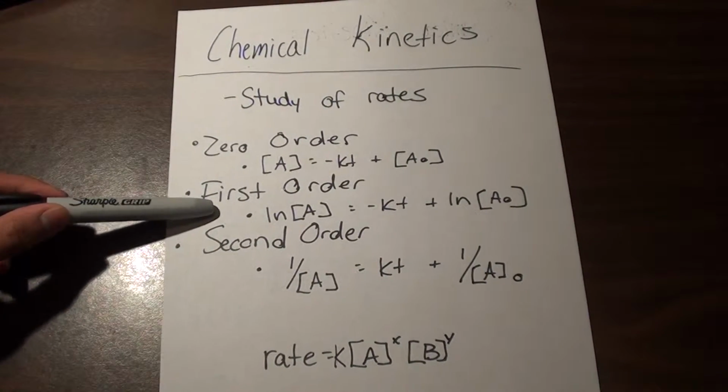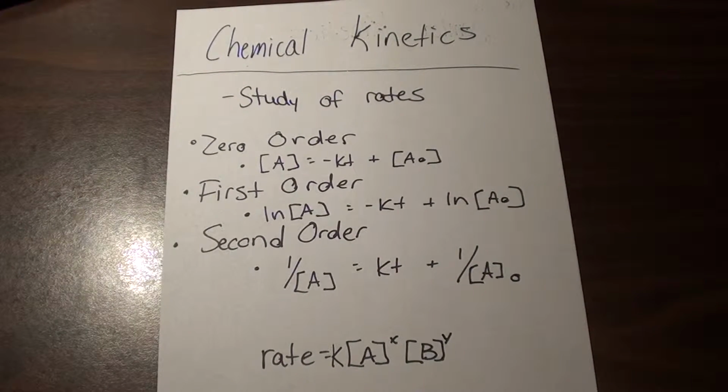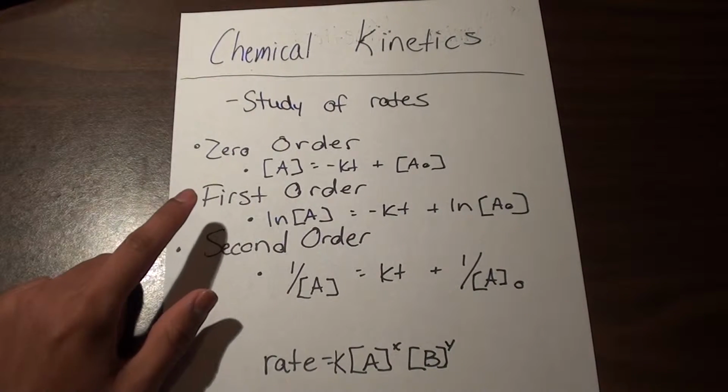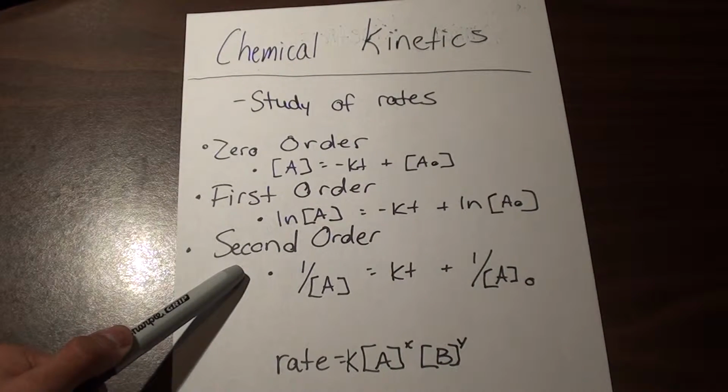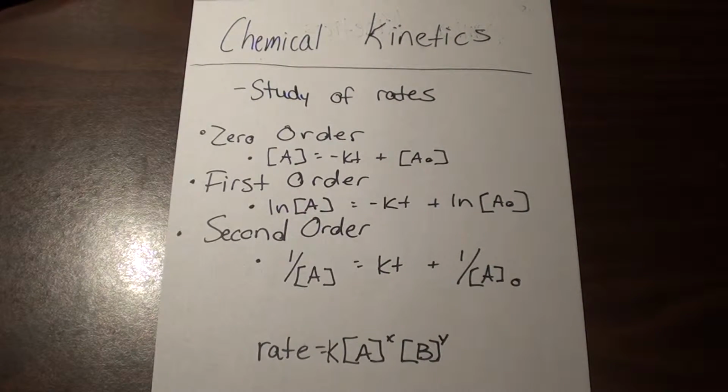First order means that if you change the concentration of a reactant, the change in the rate is going to be directly proportional to that change in the concentration. So if you double the concentration of a reactant and the rate doubles, then that's a pretty good indication that it's first order.